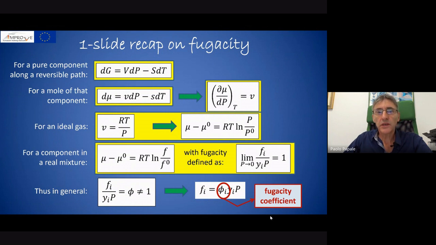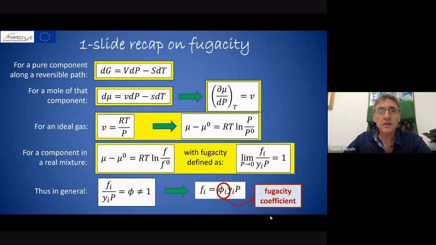Okay, we now know what is the fugacity coefficient. It is a correction factor that expresses the difference between real fugacity and ideal partial pressure. Now, in order to use the fugacity coefficient in practical computation, we must be able to compute it for any possible condition of our interest. This is what we are about to see.